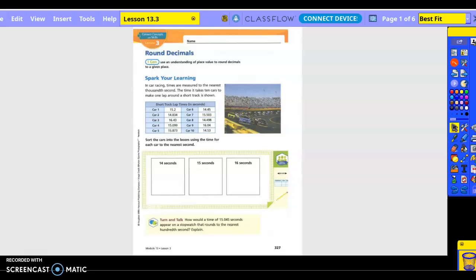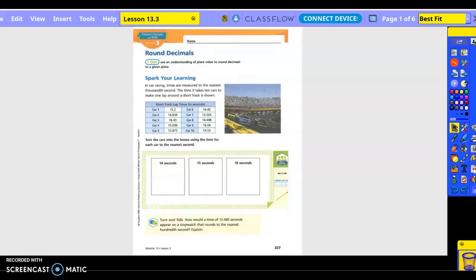As you're learning, in car racing, times are measured to the nearest thousandth of a second. The time it takes 10 cars to make one lap around a short track is shown. Sort the cars into the boxes using the time for each car to the nearest second. So we're going to the nearest second. What place value would we be looking at? The tens, the ones, the tenths, the hundreds, or the thousands? The ones, right? Because they want it to the nearest second.